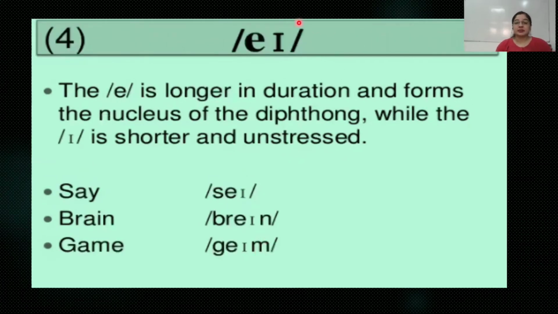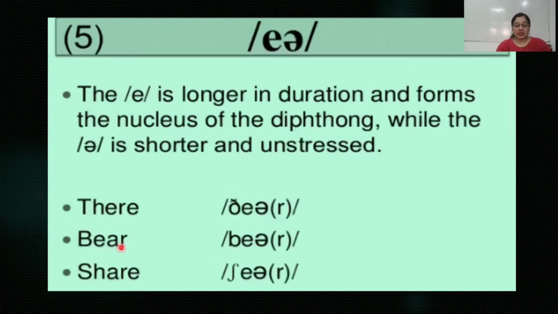Next one is this one, the A sound, as in say, brain, game, pain, rain. Now this one is air. The air sound is in bear, share. This is not beer. This is bear. It's pronounced bear. When you say beer, B double E R, then this sound will not be used, right?